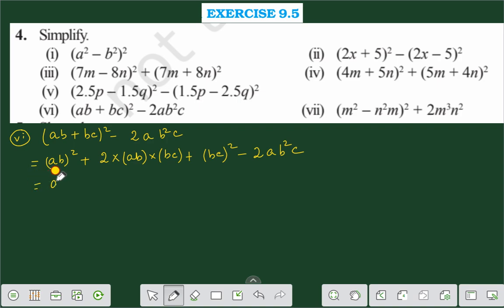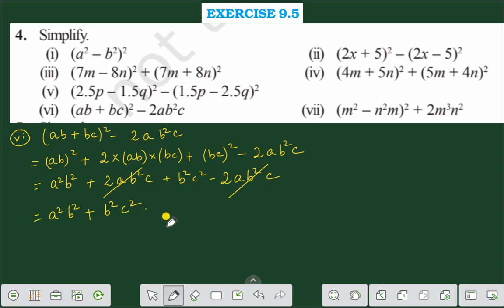2ab square c. Therefore, we are getting a square b square plus 2ab square c plus b square c square minus 2ab square c. Minus 2ab square c will cut with plus 2ab square c. Therefore, we are getting a square b square plus b square c square. This is the answer of question number 6.